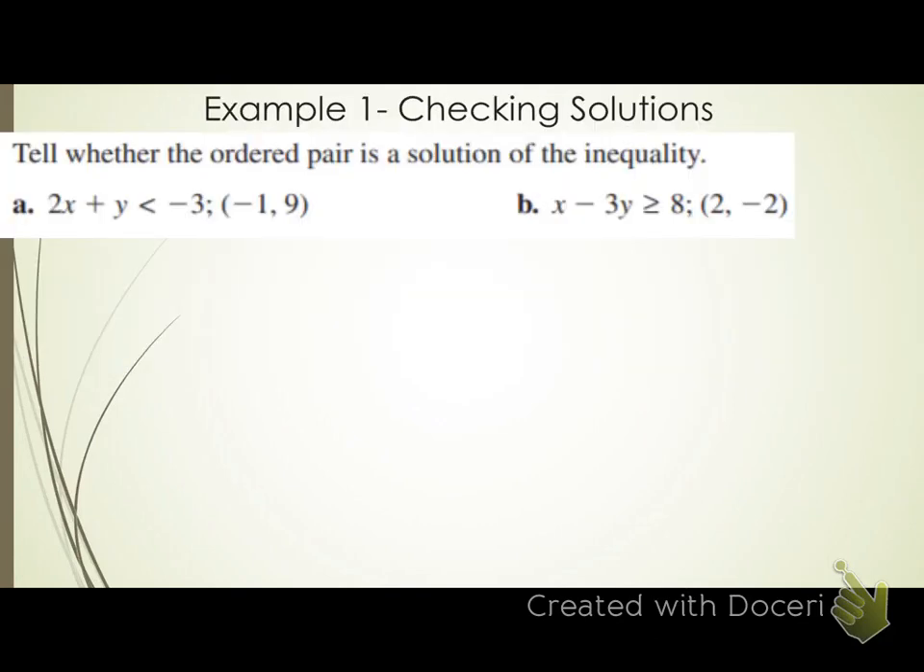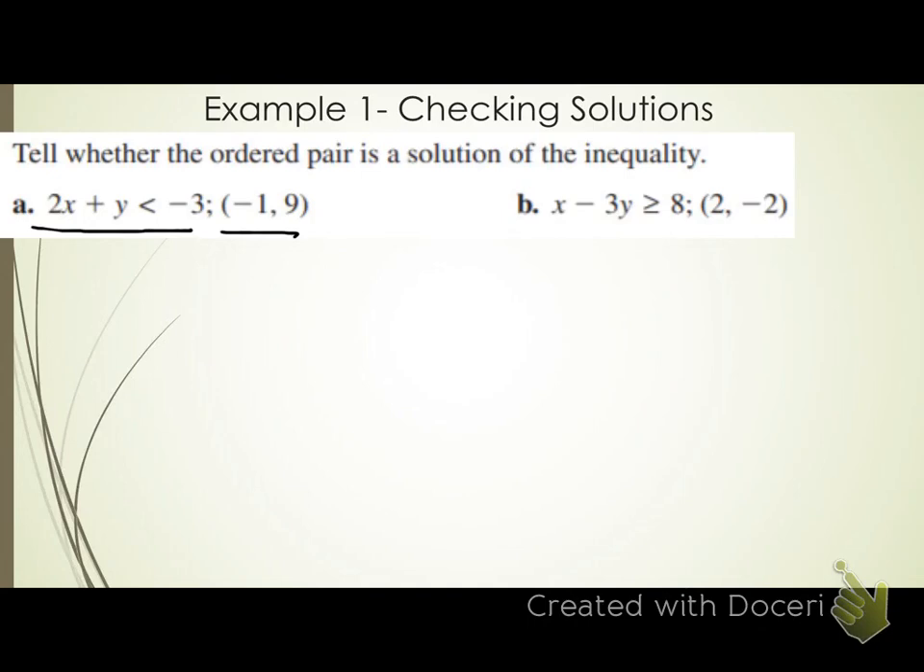All right, example 1. Tell whether the ordered pair is a solution of the inequality or not. So letter A, it gives us the inequality 2x plus y is less than negative 3. It's wanting us to tell whether the ordered pair, negative 1 comma 9, is a solution of our inequality or not. So how are we going to do this? How are we going to tell if negative 1 comma 9 is a solution of 2x plus y is less than negative 3?